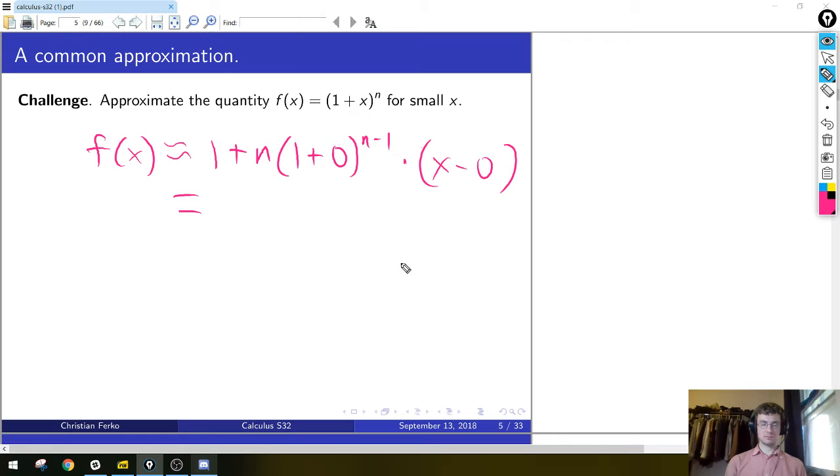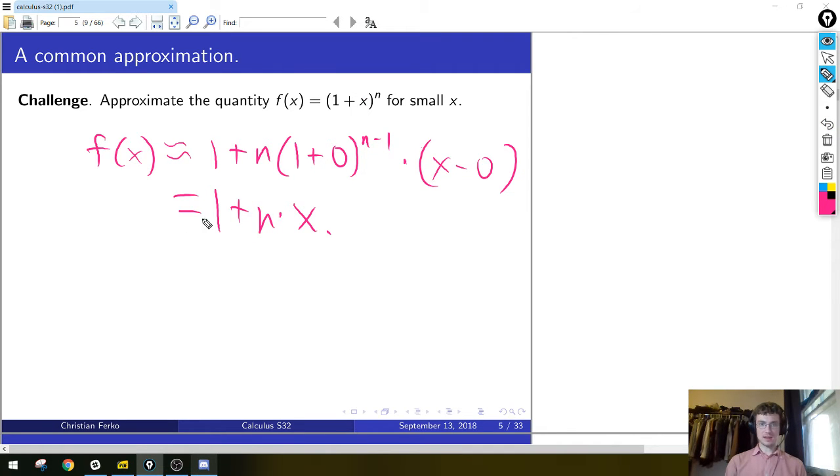So this is going to be 1 plus n times x. Yes, very good. n times x, because the x minus 0 is nothing. So I'll rewrite, well, whatever, it's an approximation, so I won't write equals, but good.